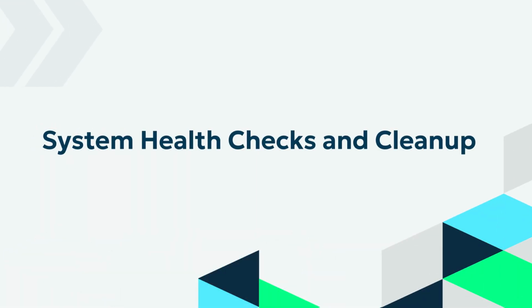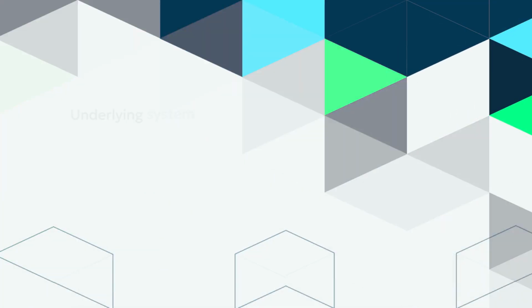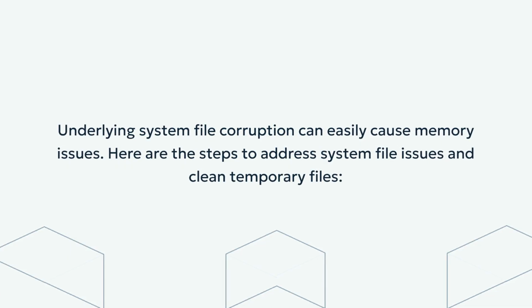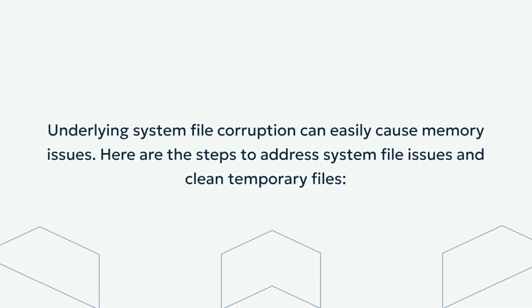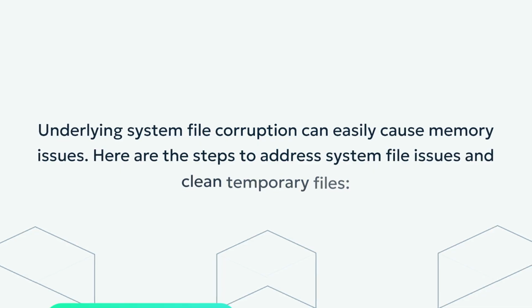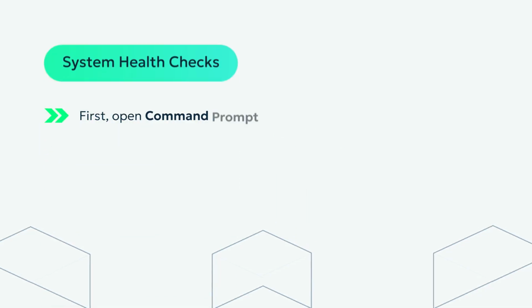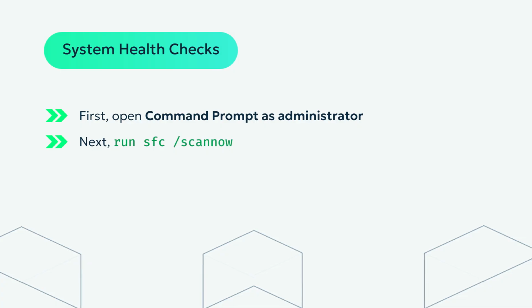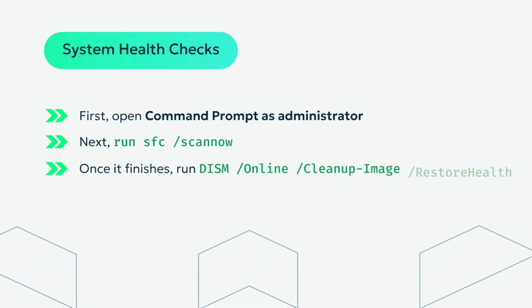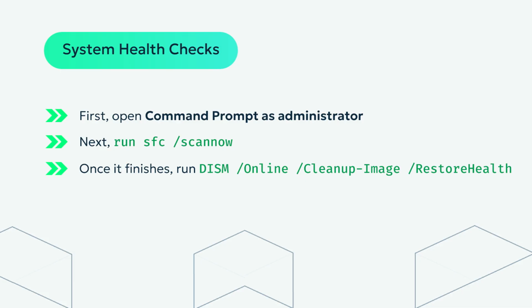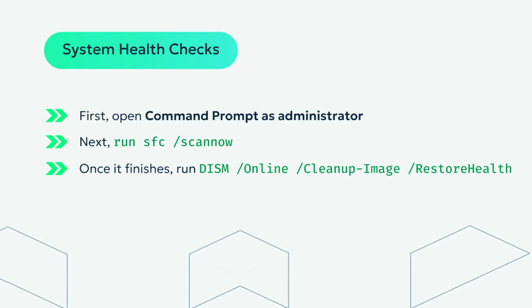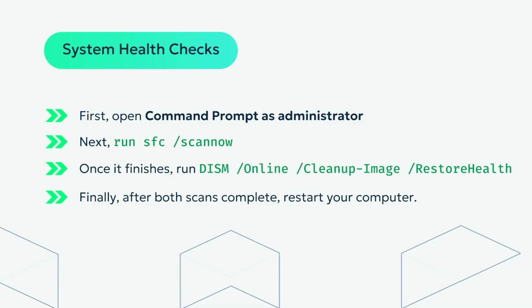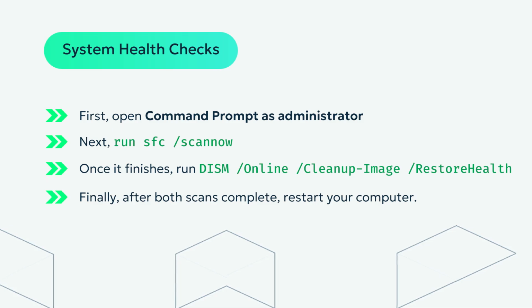System health checks and cleanup. Underlying system file corruption can easily cause memory issues. Here are the steps to address system file issues and clean temporary files. System health checks. First, open Command Prompt as administrator. Next, run sfc /scannow. Once it finishes, run DISM /online /cleanup-image /restorehealth. Finally, after both scans complete, restart your computer.